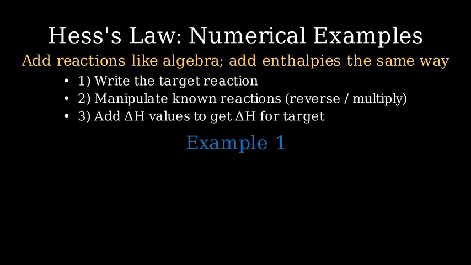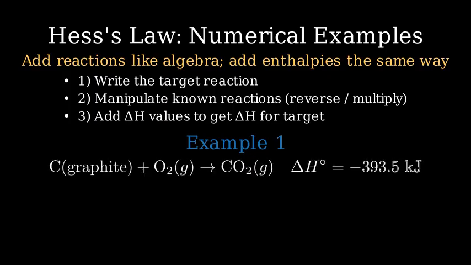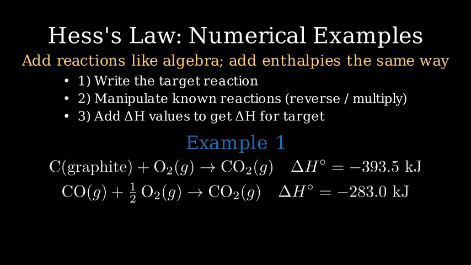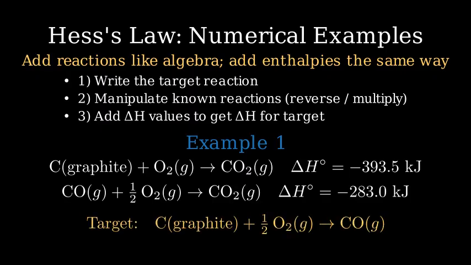Carbon graphite plus 1/2 oxygen gas produces carbon monoxide gas. We are given two reactions with their enthalpies. Step 1, write the target. Step 2, reverse the second given reaction so that carbon dioxide becomes carbon monoxide plus 1/2 oxygen. Reversing flips the sign of delta H from negative 283 to positive 283 kilojoules.